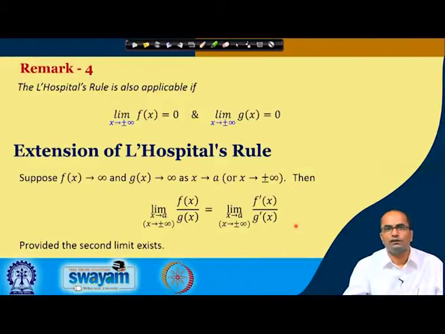So, what is the general rule now, if we include all the results that we have discussed so far? There could be two forms: either the 0 by 0 form or the infinity by infinity form. In either case, whether x goes to a or x goes to plus or minus infinity, the limit of the ratio of the two functions will be equal to the limit of the ratio of their derivatives.